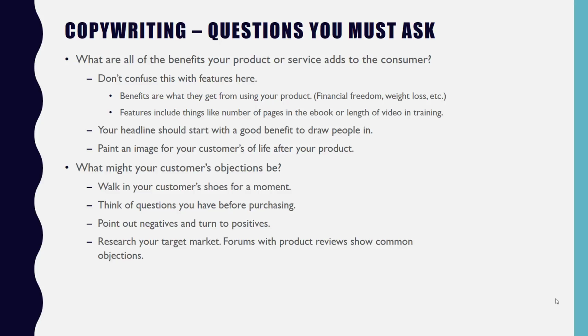Research your target market. Look at forums with product reviews that show common objections. So find those common products in your niche, and especially if you're selling your info product on ClickBank, you'll see the top sellers in your category. You can do a Google search for that and add the word forum. So let's say the product's called Bodybuilding Today.